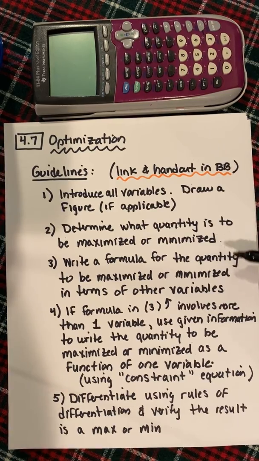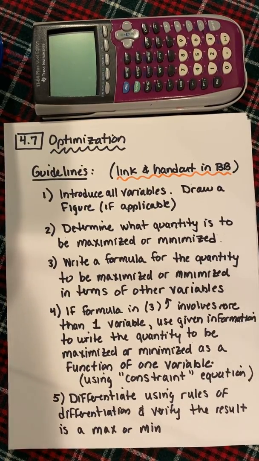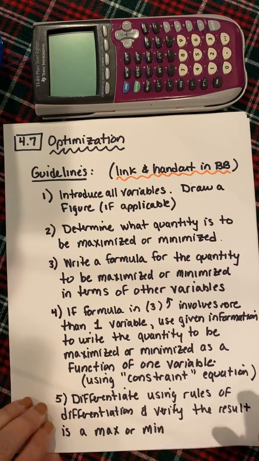And we want to write a formula involving the quantity that wants to be maximized in relationship to the other variables. Sometimes our quantity that wants to be maximized is a function of several variables. We will be given enough information to rewrite the equation as a function of one variable. This will all make more sense when we see this. And then we're going to differentiate and find the maximum or minimum value of the variable of interest. So that being said, let's just jump right into a problem.